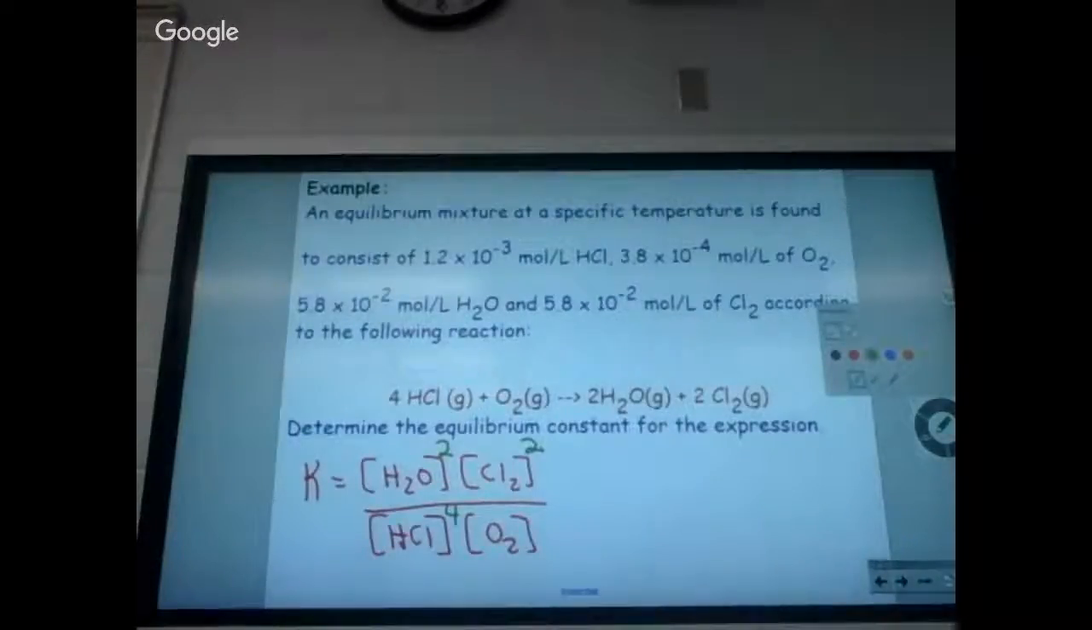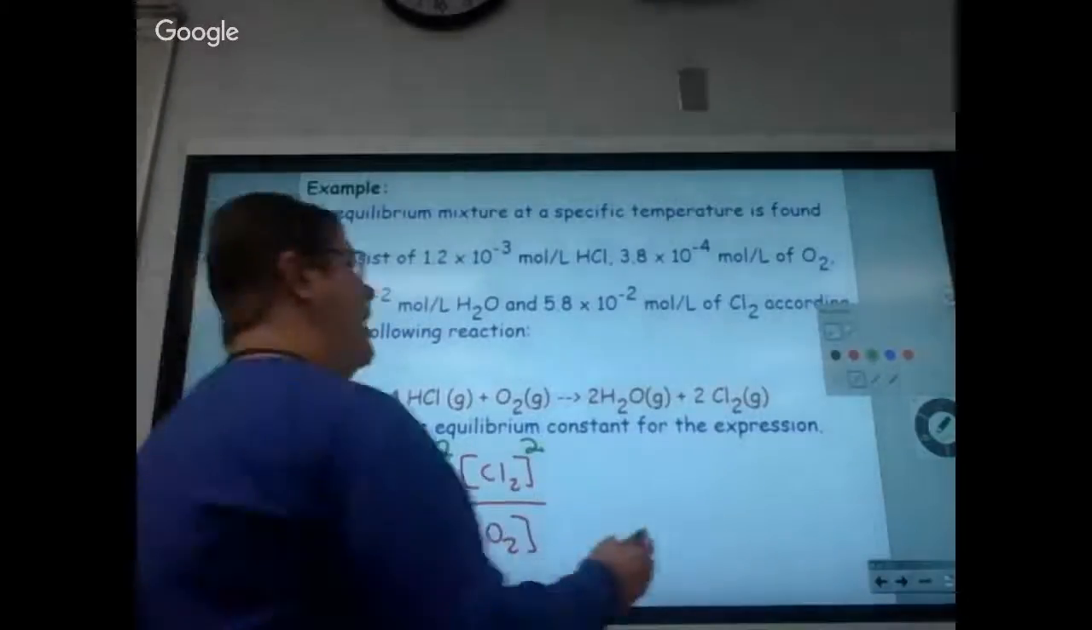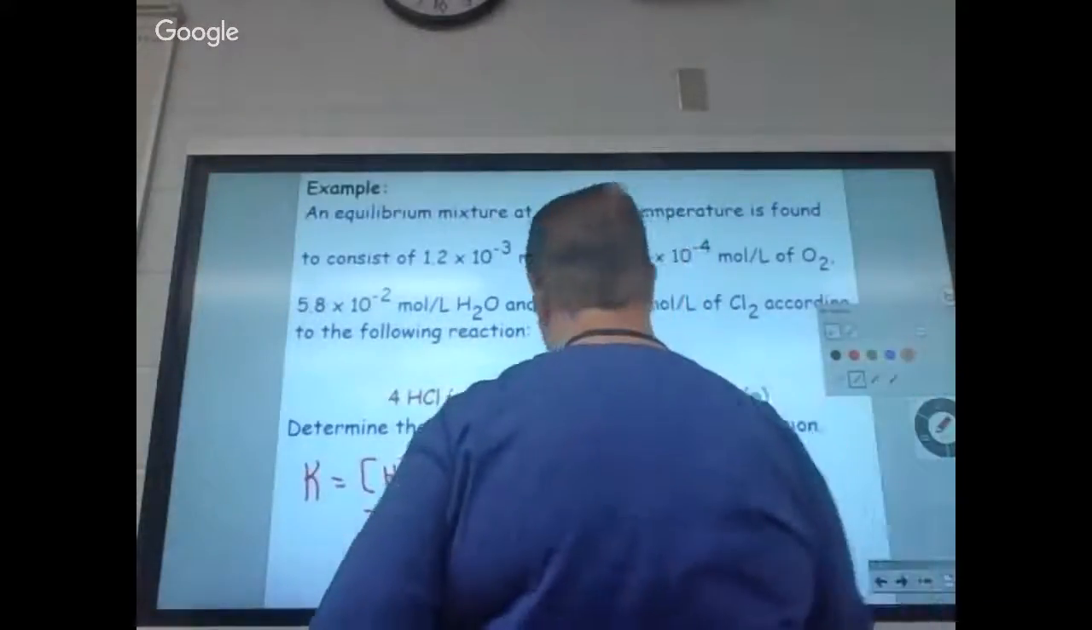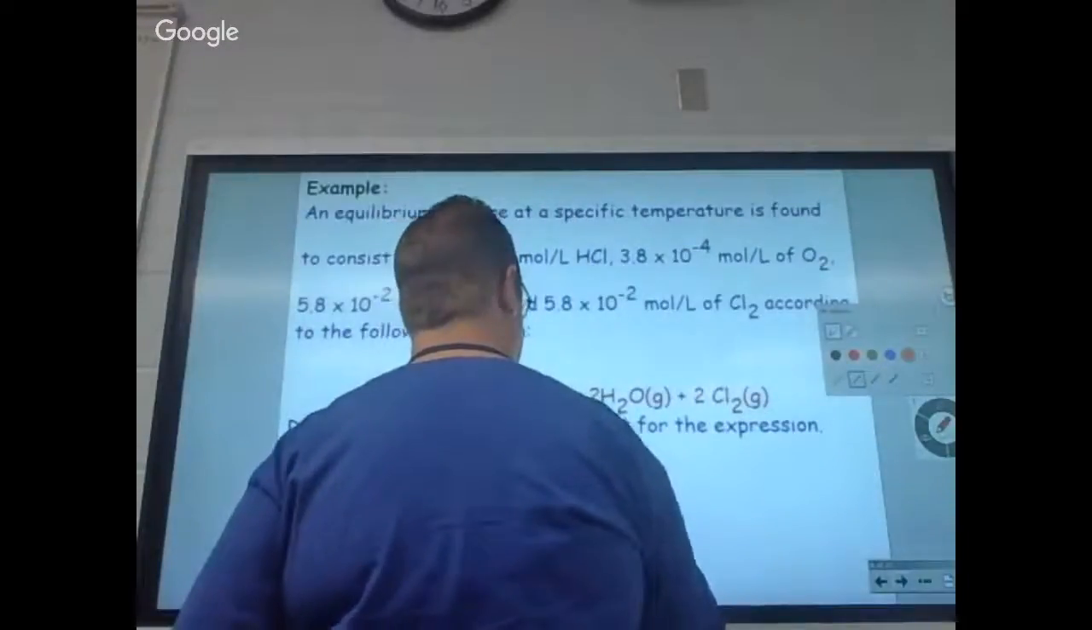Now, we have to determine the constant. So how do we determine the constant? Now we're going to take the numbers and we're going to plug them in. It's not that hard, people.